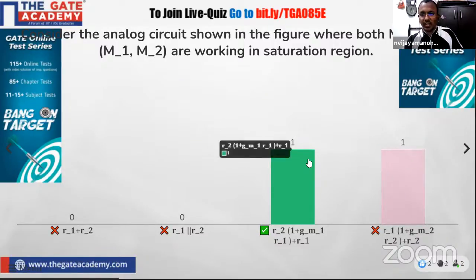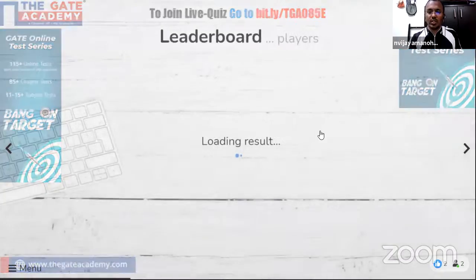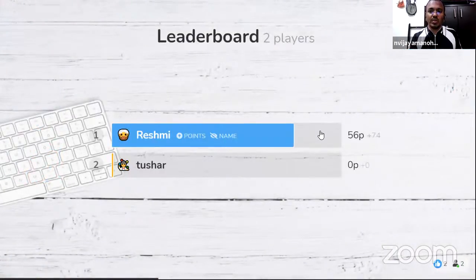Cool. There has been one correct answer because many people get confused. There's a cascode connection. Many people get confused. Let's go further. Let's look at the leaderboard. Wow, Reshmi, cool. So Tushar, you can still catch up.